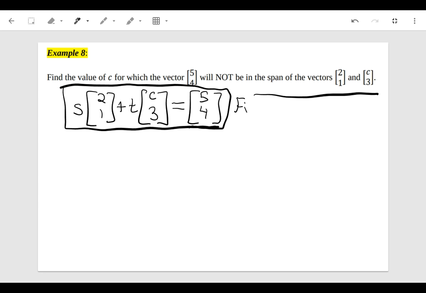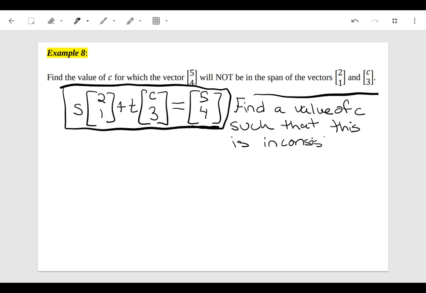So we need to find a value of C such that this equation right here does not have a solution. So it's inconsistent. So we're looking for C that'll make this system inconsistent.